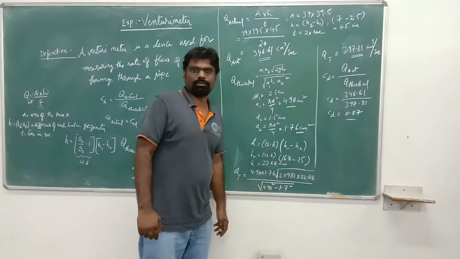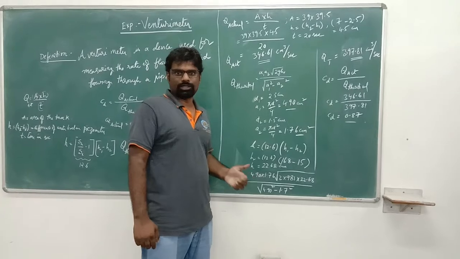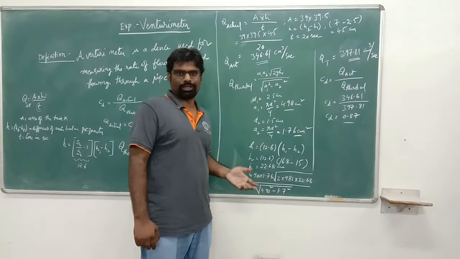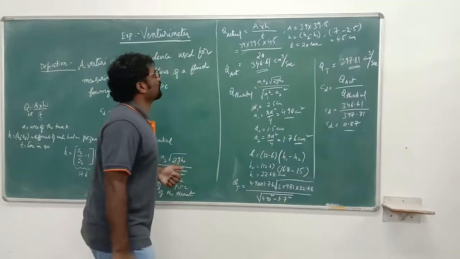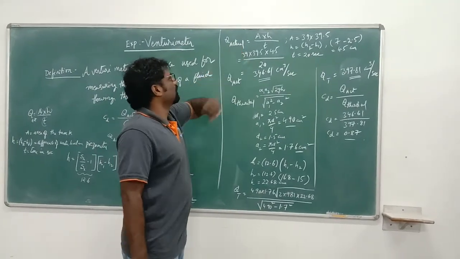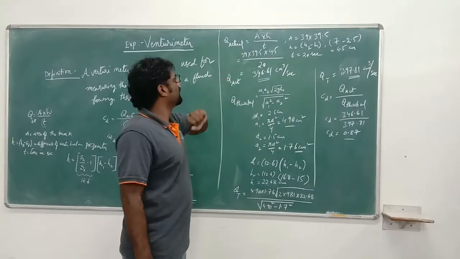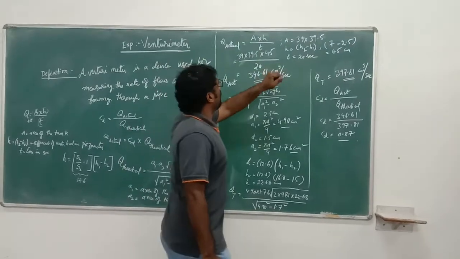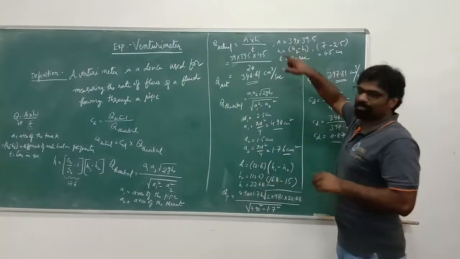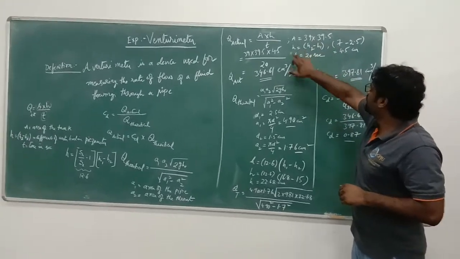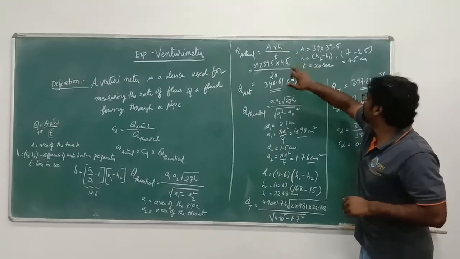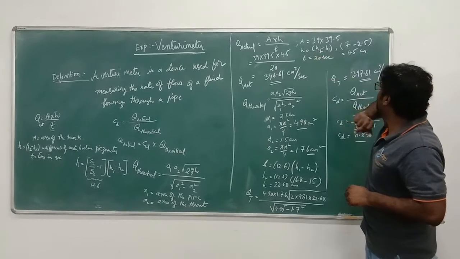Till now we have done the experiment and we got some readings of Q actual and Q theoretical. Now we will see the calculation part of the Venturi meter. We know that the Q actual formula is A into H by T. Now the area is, as I have mentioned, 39 into 39.5, that is the tank area. And the height H, this H value is given by the formula H2 minus H1.